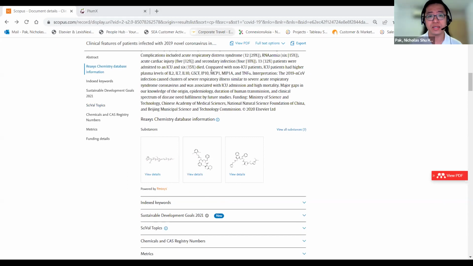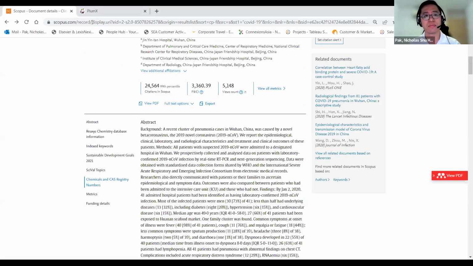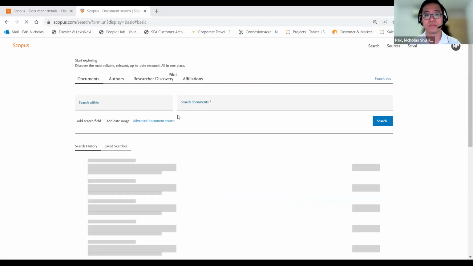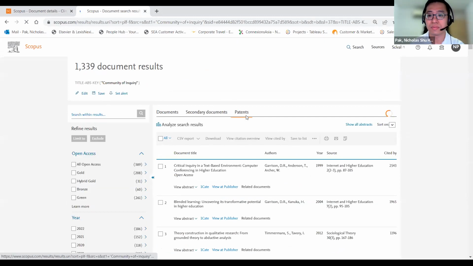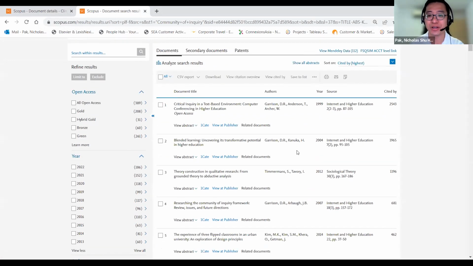Community of inquiry. Okay, so this is something I'm not familiar with. Let me see what we can find. So you need to explain to me if this topic, what I have searched for, is exactly what you're looking for, right? So we find that there's quite a fair bit of information. One of the highest cited articles was on critical inquiry in a text-based environment, conferencing in higher education. We have another one where we're looking at its transformative potential in terms of higher education itself.